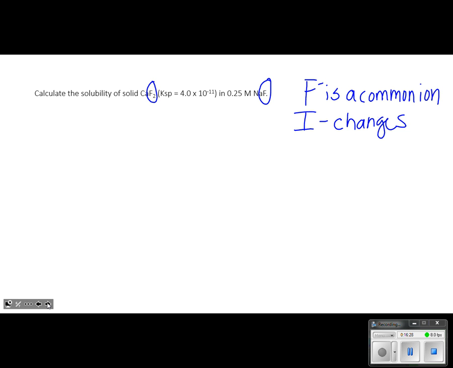So let's go ahead and start and set up an ICE chart. We're going to dissociate our calcium fluoride into a calcium ion and two fluorides.